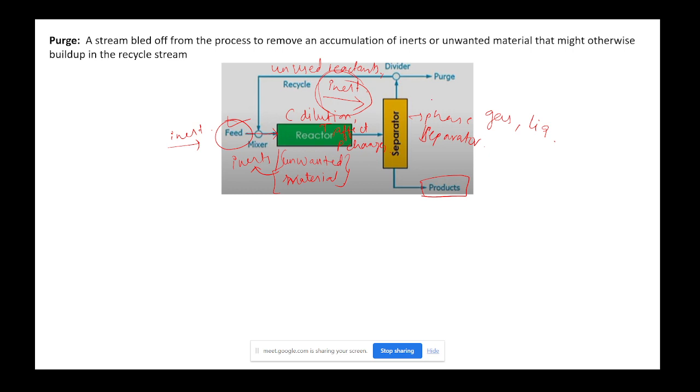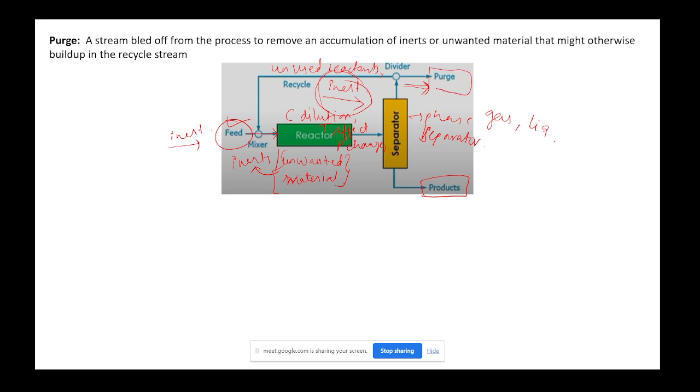So what we do is, every time we recycle, we constantly take out some amount of the unused reactant plus inert mix, so that it is not built up in the reactor.